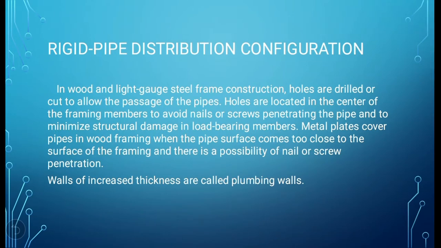In wood and light gauge steel frame construction, holes are drilled or cut to allow the passage of the pipes. Holes are located in the center of the framing members to avoid nails or screws penetrating the pipe and to minimize structural damage in load-bearing members. Metal plates cover pipes in wood framing when the pipe surface comes too close to the surface of the framing and there is a possibility of nail or screw penetration. There are times when the width of a wall needs to be increased to allow for pipes running horizontally to pass by drainage pipes or other pipes running vertically. Walls of increased thickness are called plumbing walls.